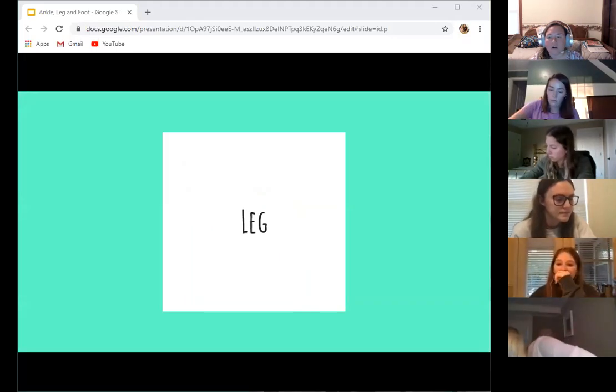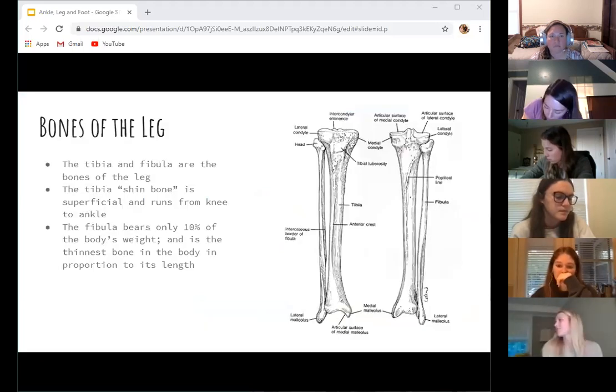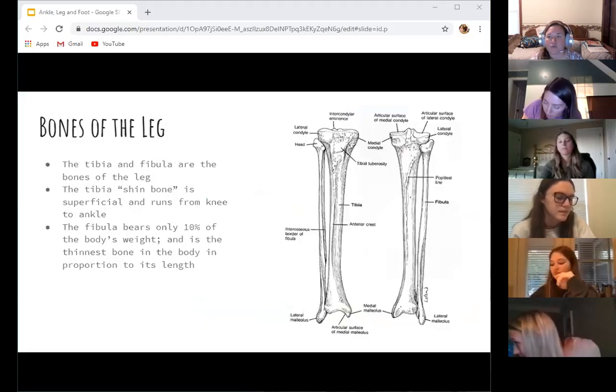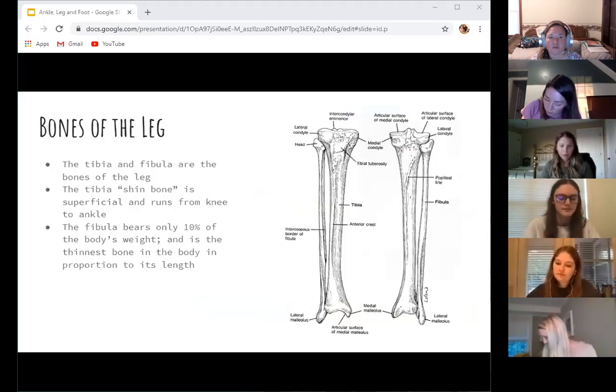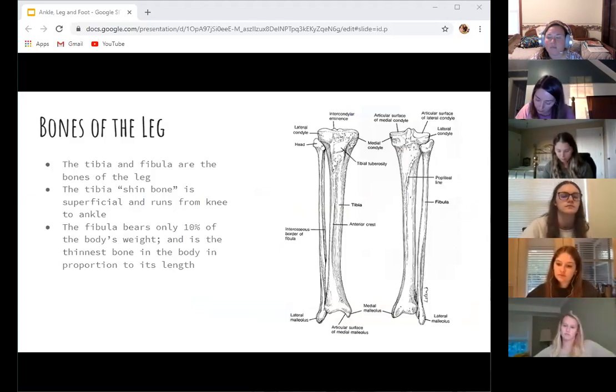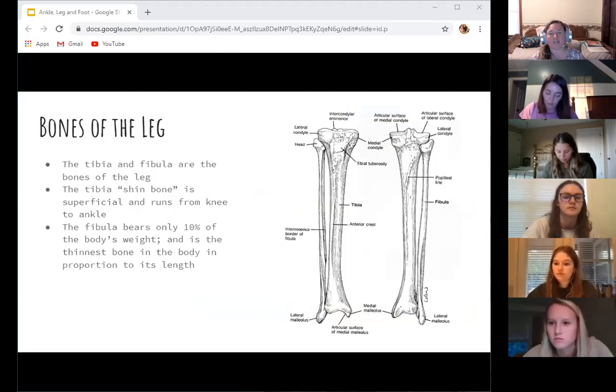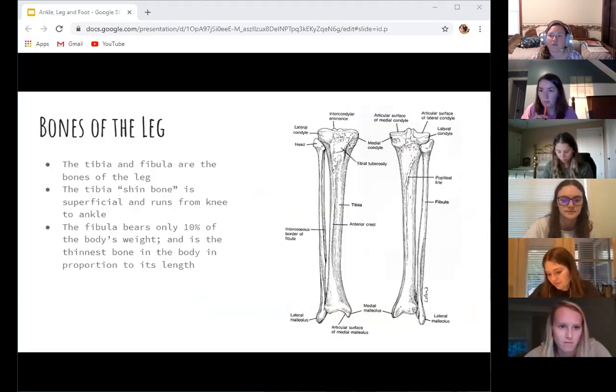All right, so we will start off with the lower portion of the leg. This will be made up of two bones. You have your tibia and your fibula. I kind of like to compare this to the upper extremity because there are several similarities to it. The tibia I like to think of as being similar to the ulna as it runs superficially. This one runs from the knee to the ankle.